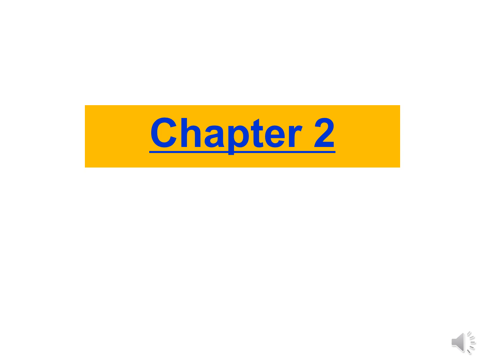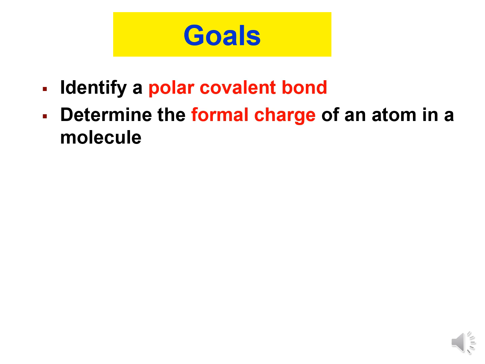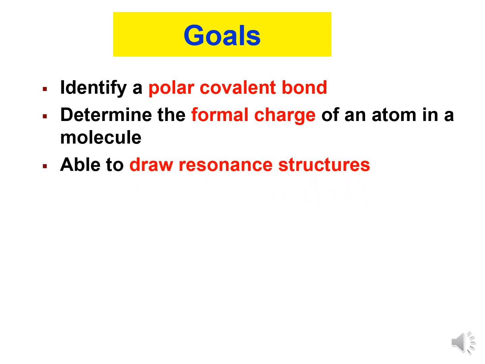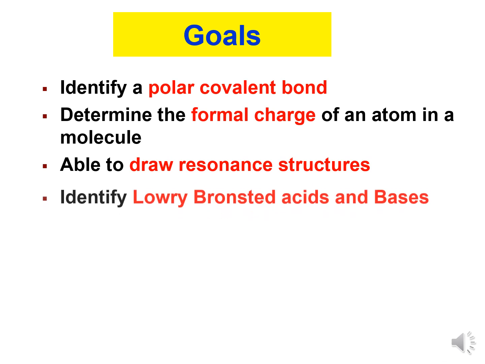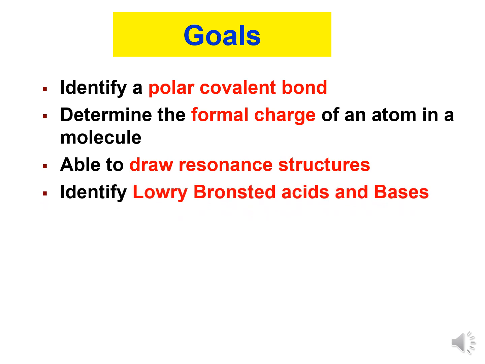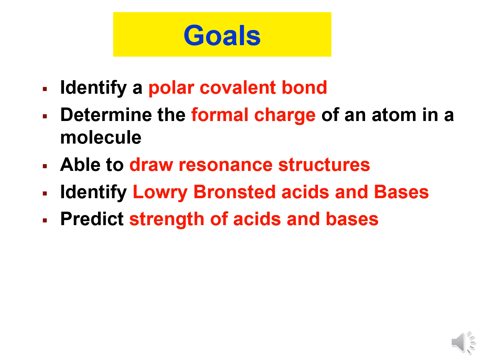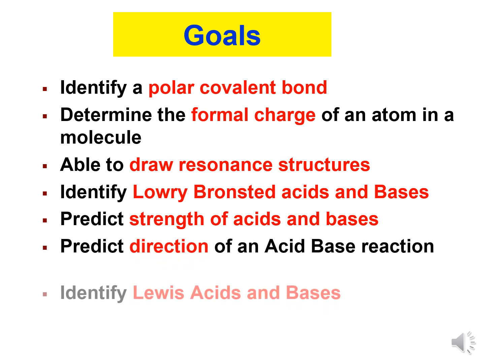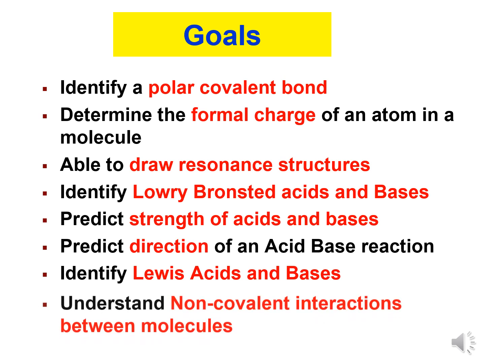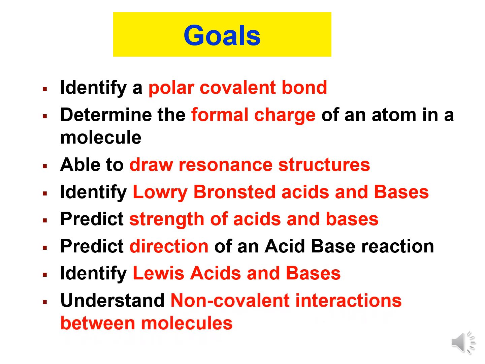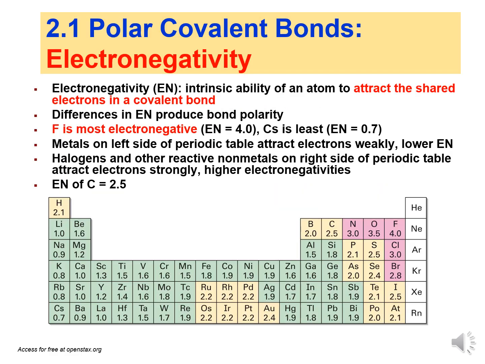We are continuing with chapter 2 now in our 235 course. The goals of this chapter are to identify a polar covalent bond, be able to figure out the formal charge of an atom or a molecule, able to draw resonance structures, identify Lowry-Bronsted acids and bases, predict the strength as well as the direction of this acid-base reaction, identify Lewis acids and bases, and finally, understanding of non-covalent interactions between molecules. So this part of the video will discuss polar covalent bonds.